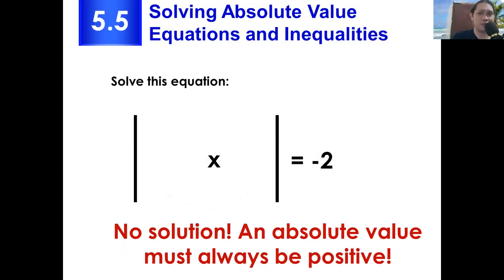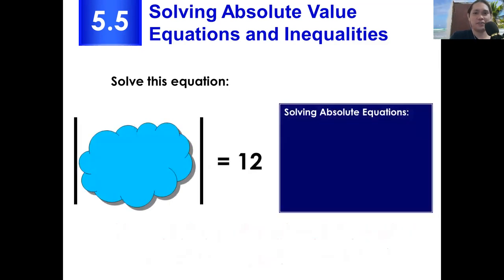Why no solution? I want you to look at the right side. There is a negative. The right side of the equation, the value of 2, must be positive. So no solution. Why? An absolute value must always be positive. That's the concept behind it. So very easy, right? So do not forget that one.